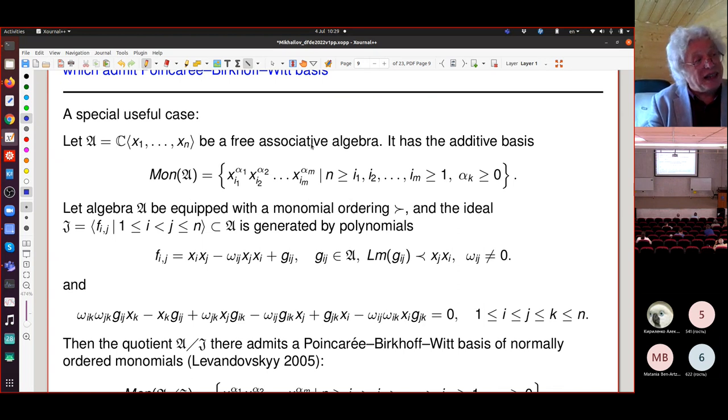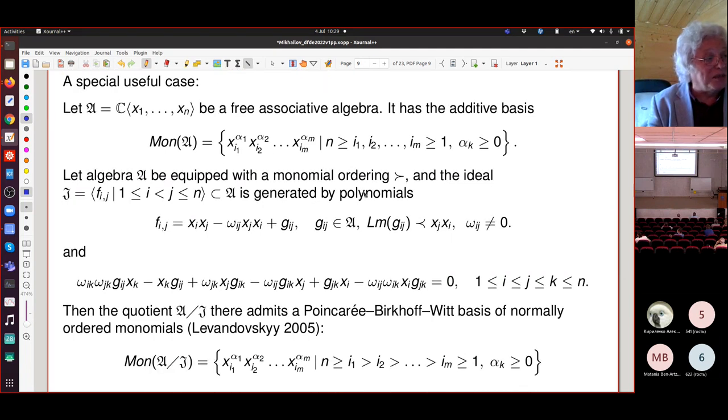And there is a special case, a useful case, when the problem was solved. It's not the complete solution of the problem, but a very useful special case, because many examples fit this case. All examples I discuss today will fit this particular case. The case is the following. We have a free associative algebra of n elements. Then the basis in this algebra is just all words in all orders written in this alphabet made from n letters. That is the basis.